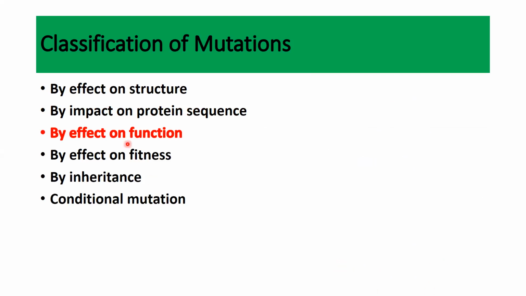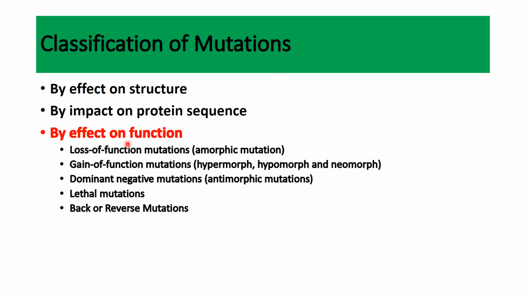So mutations can also affect the function of proteins or the function of genes. There are several subtypes. One of them is loss of function mutations. Obviously, if there is a change in the nucleotide sequence, it will affect the protein, and the protein will no longer perform its function. So this type of mutation is called loss of function mutation or amorphic mutation.